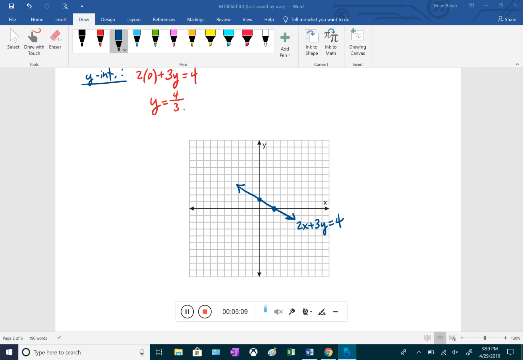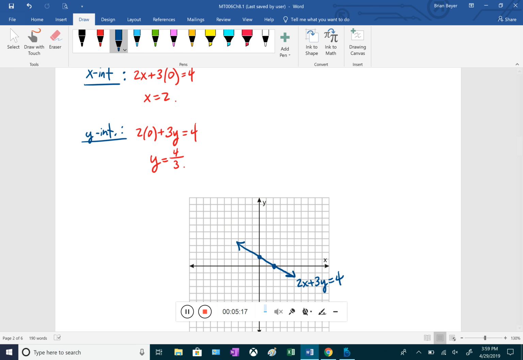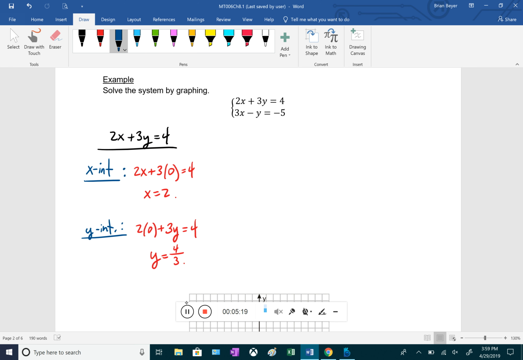So remember, we only need the 2 points to graph a line. You could have got this in slope-intercept y equals mx plus b form also and graphed it that way. Let's do the other one now. So let's find the intercepts for 3x minus y equals -5.